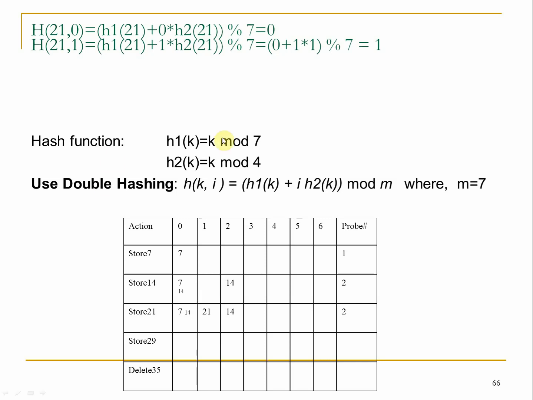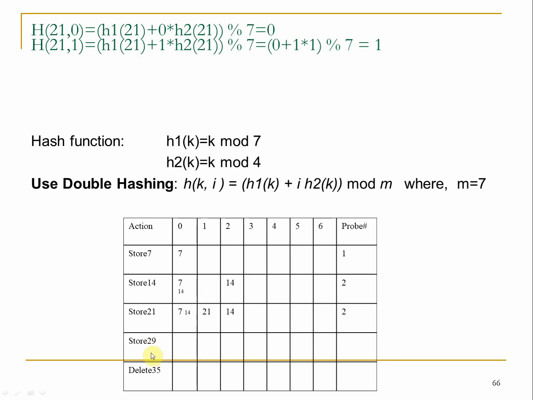Therefore, although 7, 14, and 21 all have the same home position, if their home position is not available, they need to search different paths. And that is the property we gain by using a double hash function.